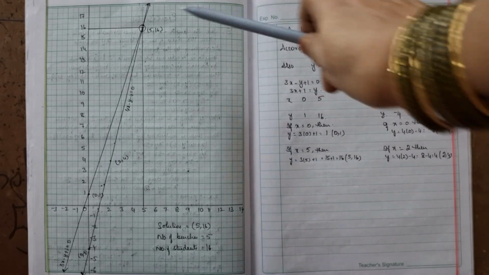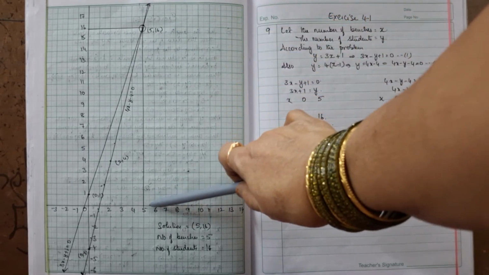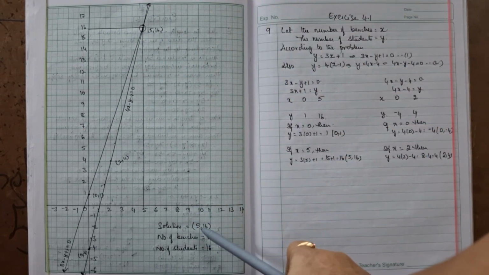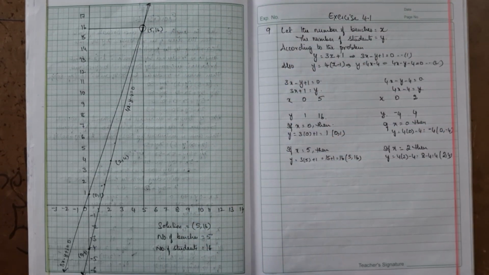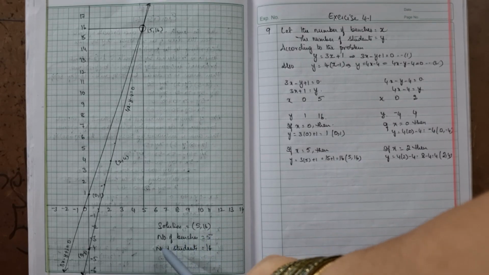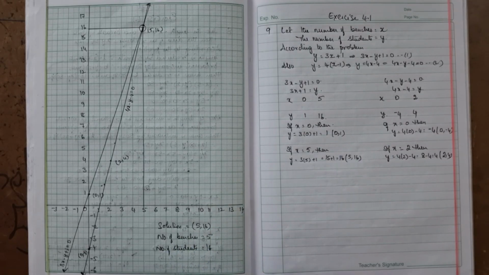These two lines are meeting at a point 5, 16. See, this is 5 and this is 16. So solution is 5, 16. What is 5? X. X is the number of benches are 5 and number of students 16. So 5 benches and 16 students is the answer for this 9th problem, children. Please note it down.